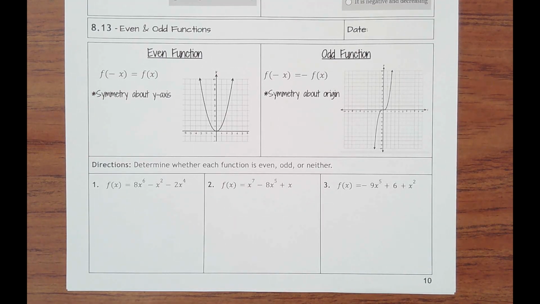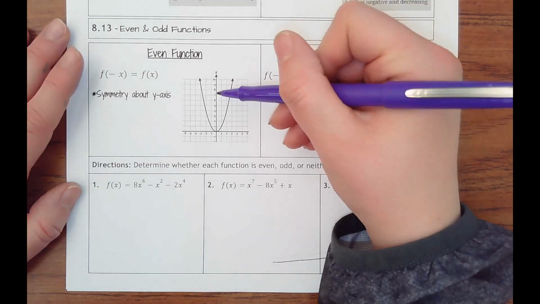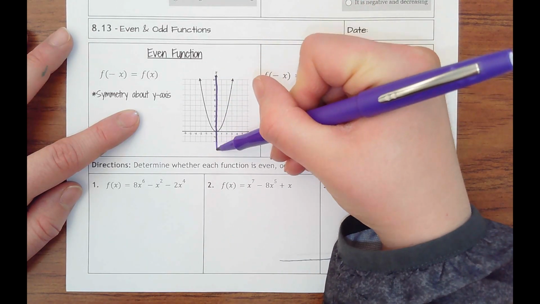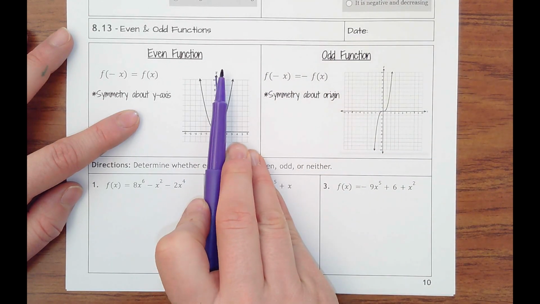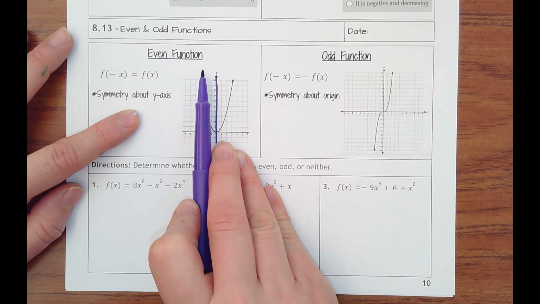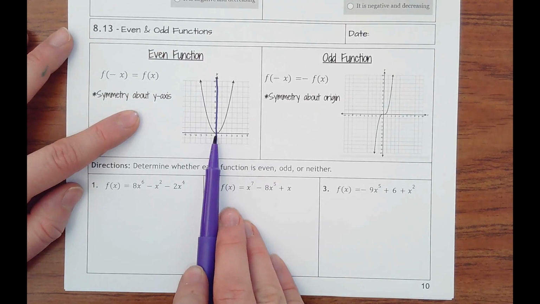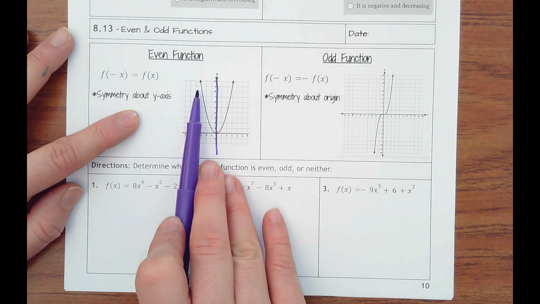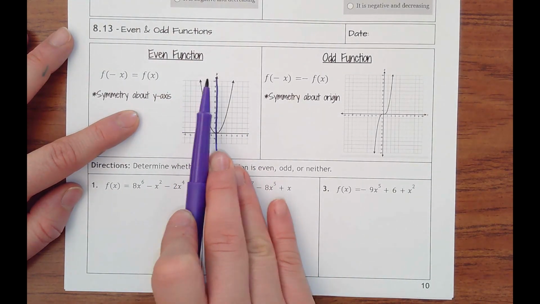Lesson 8.13 is even and odd functions. Even and odd functions have some kind of symmetry, but they're symmetrical about different things. An even function is symmetrical about the y-axis. See how if I were to fold this half over the y-axis, they would completely match up. And so it has to go through the origin here and then be symmetrical with this vertical line.